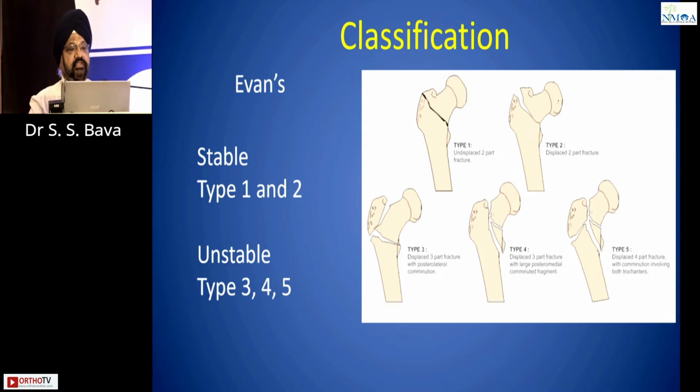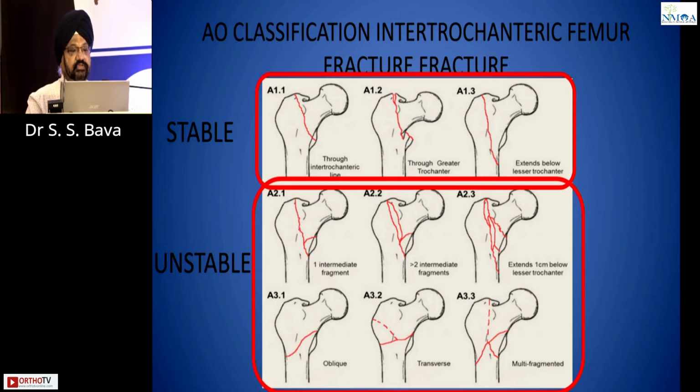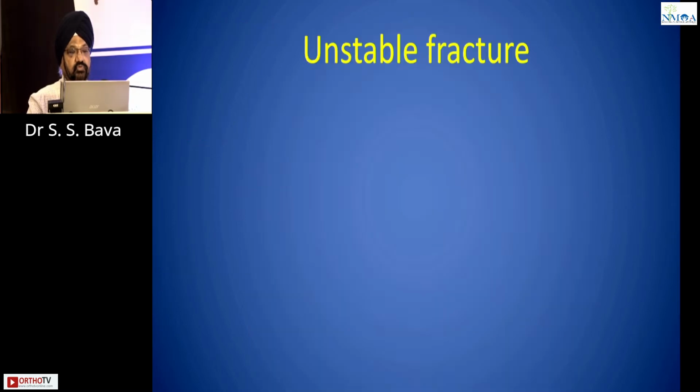In the advanced classification, type 1 and type 2 are stable fractures, and types 3, 4, 5 are unstable fractures. In the AO classification, stable ones are A1 and unstable ones are A2 and A3. So what are these unstable fractures?